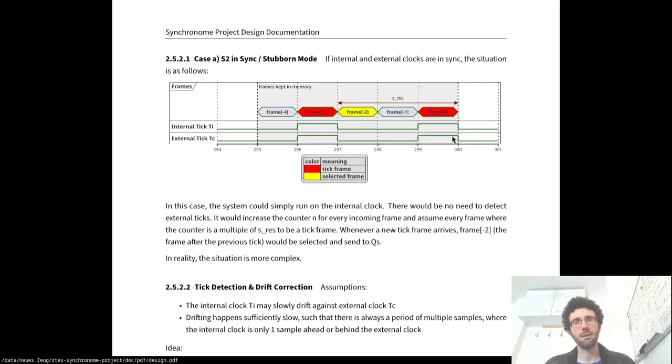But of course, this does not suffice, because the assumption that the frame acquisition is a multiple of the frequency of the clock is an estimation, and in fact the internal tick might slowly drift against the external ticking clock, which is why the frame selection process actually has to take into account the content of the frames captured.